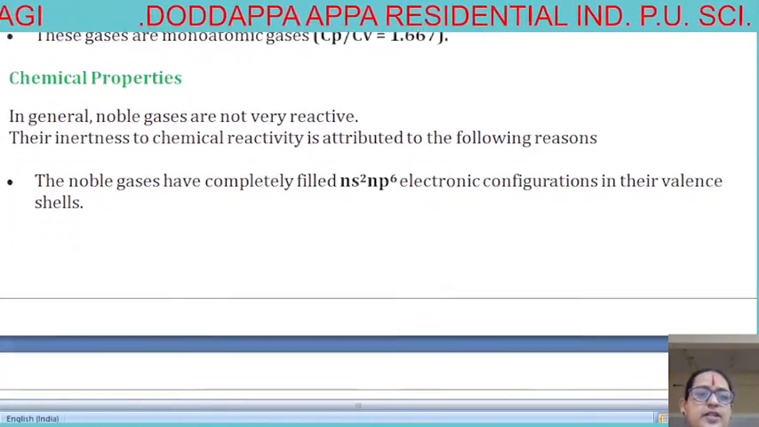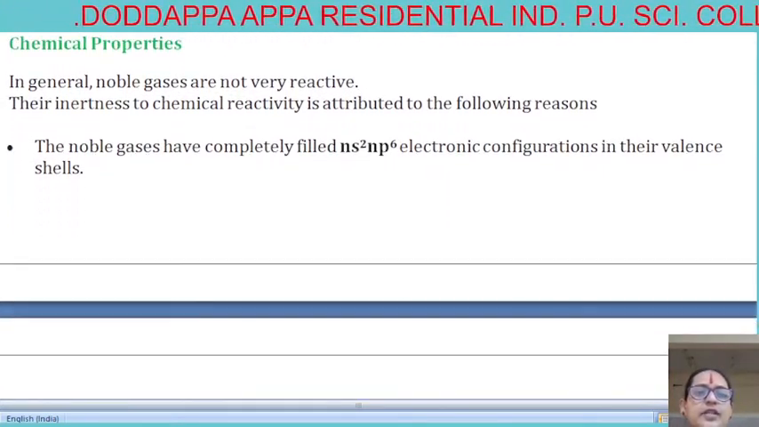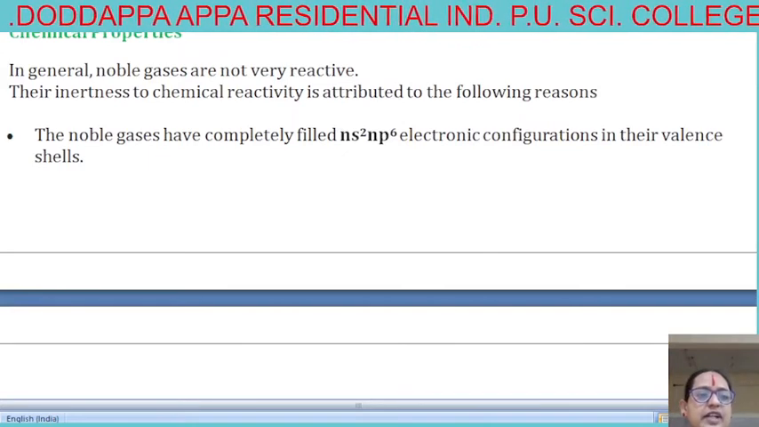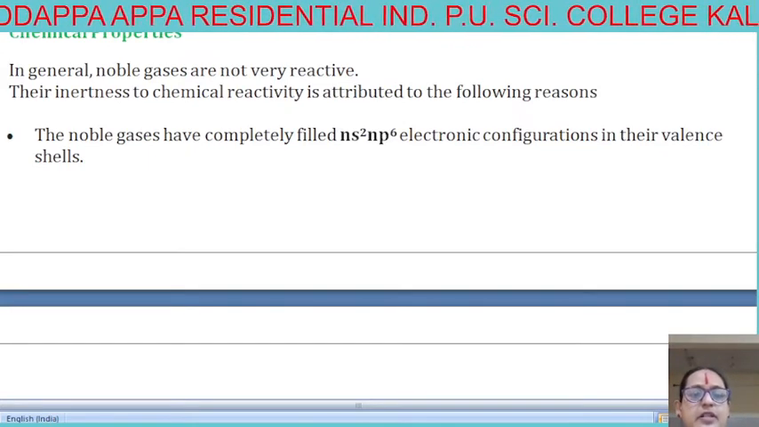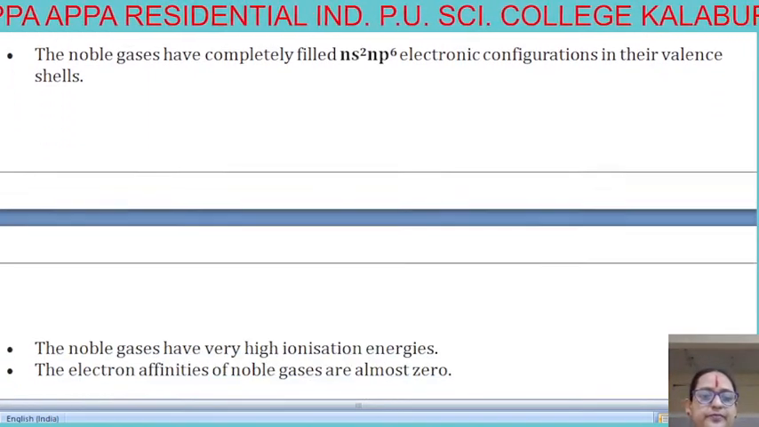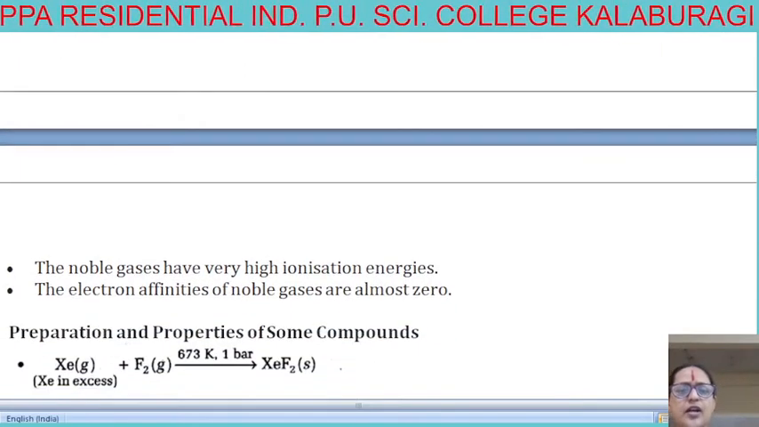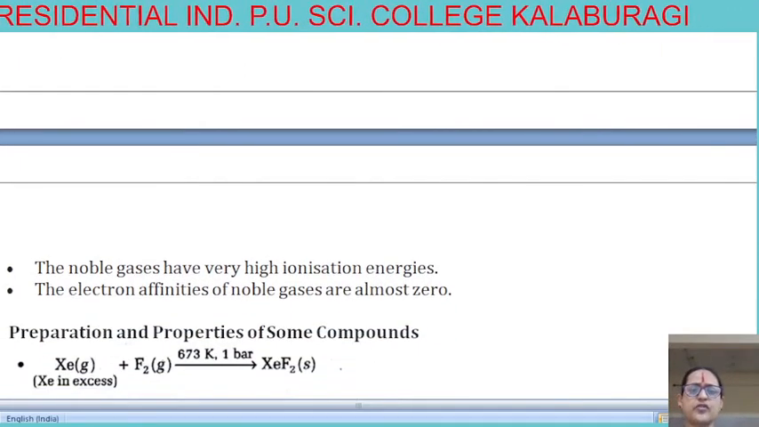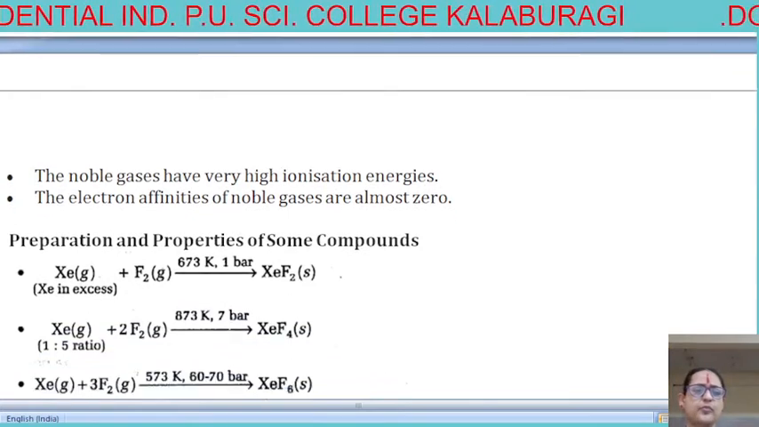Next, what we have to study is chemical properties. These noble gases are not very reactive. Why? Because they are inert, they have a completely stable electronic configuration. And they have high ionization energy. The electron affinity of noble gases is almost zero.